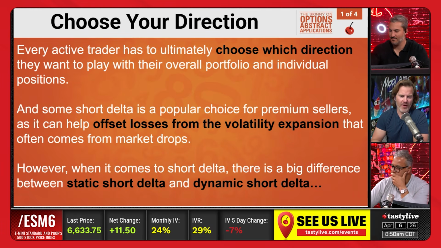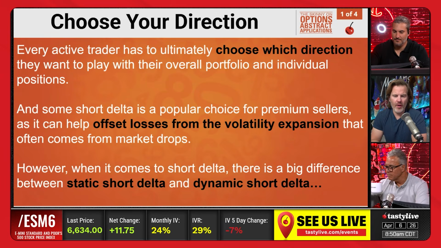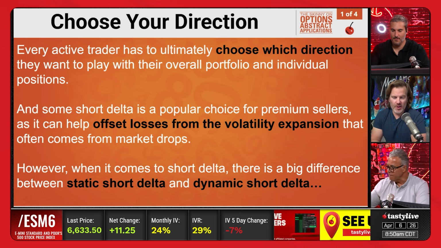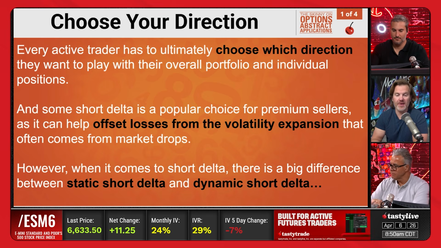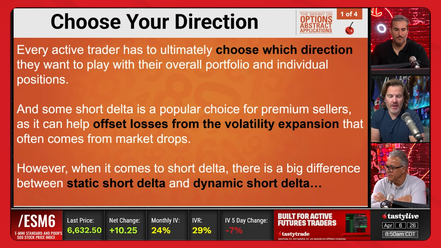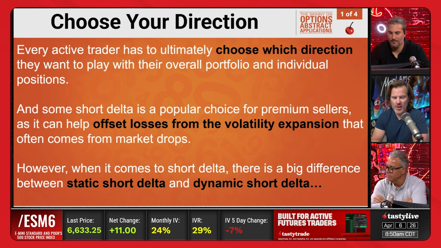So every active trader has to ultimately choose which direction they want to play with their overall portfolio and individual positions. Some short delta is a popular choice for premium sellers, as it can offset losses from volatility expansion that often comes from market drops. However, when it comes to short delta, there is a big difference between static short delta and dynamic short delta.